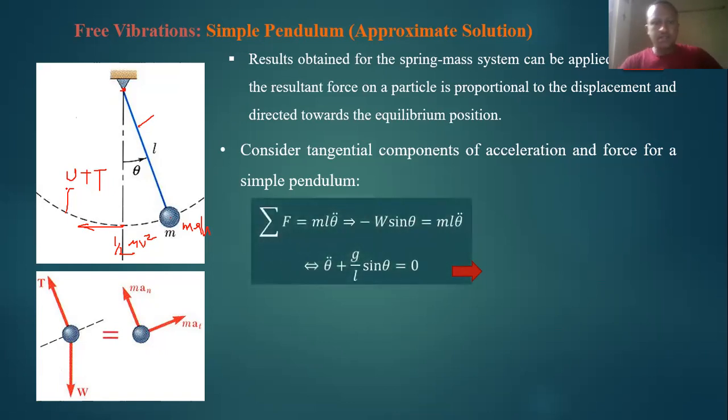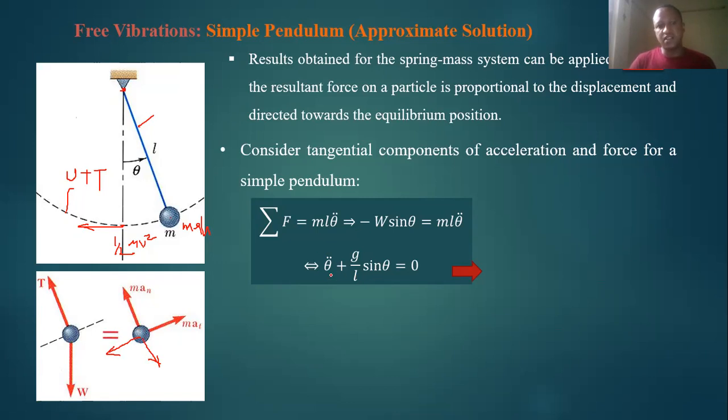So the solution equation is in terms of the summation of force equals m l theta double dot. This theta double dot is actually a function of theta. So this is the weight, and weight times sin theta is this component. Here we have normal acceleration and tangential acceleration. So these components are taken.